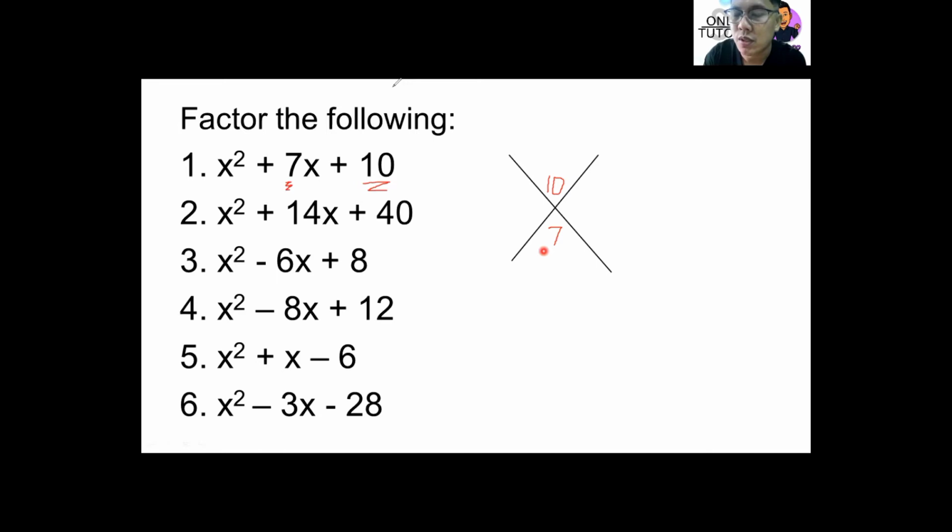What are those two numbers? That is 5 and 2, since 5 times 2 is 10 and 5 plus 2 is 7, right? Therefore, the factor of x squared plus 7x plus 10 is x plus 5 times x plus 2, or we could have x plus 2 times x plus 5. That's the same result.